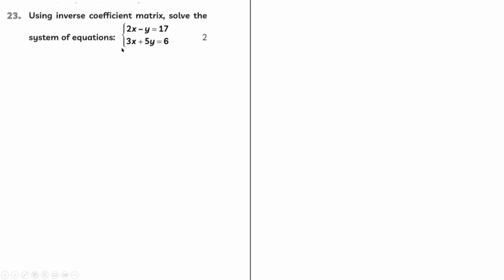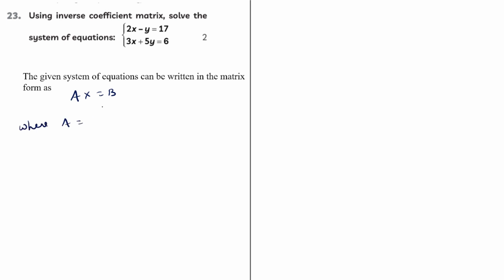Next question, using inverse of coefficient matrix, solve the system of equations. So here we have to use the inverse of coefficient matrix to solve this system of equations. So here the given system of equations can be written in the matrix form as AX = B, where A is the coefficient matrix. So it is [2, -1; 3, 5], then X is x and y, and B is the constant matrix 17 and 6.